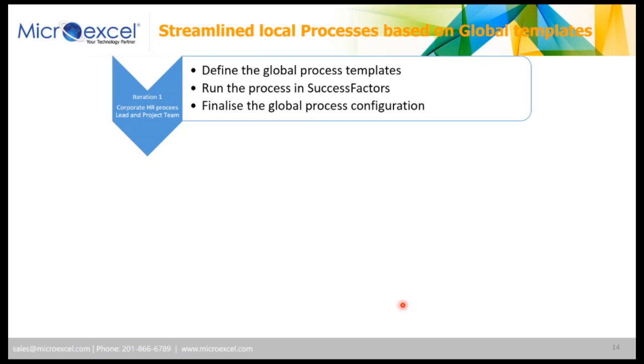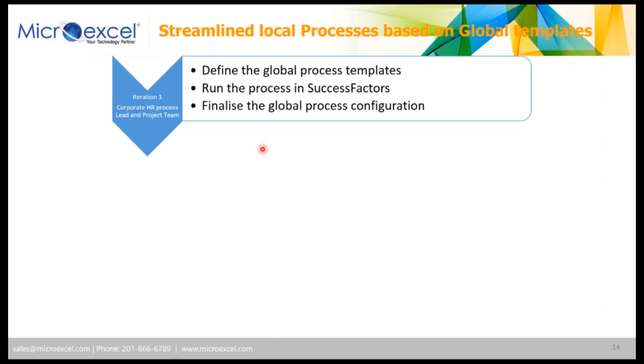The first one is really where we work with the corporate HR, with the process teams, process lead and project team, and that's where we define the global process templates. So let's say a performance management template, or a compensation review template, or whatever process it is to be defined there. We work with the corporate HR and with the project lead, with the project team to define that template and basically run the process within SuccessFactors.